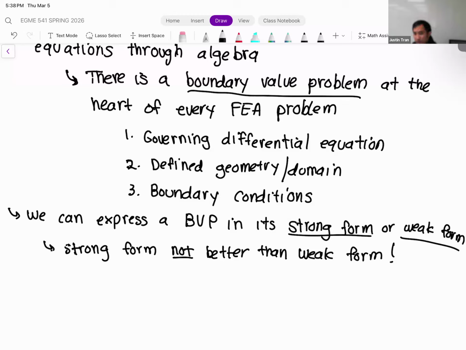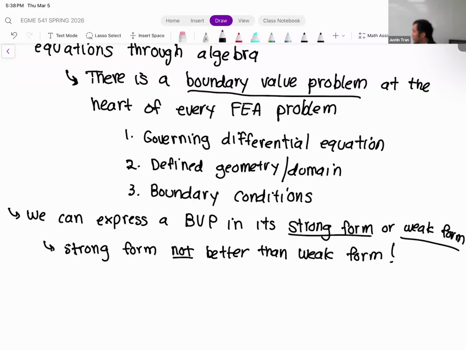So I kind of have to emphasize that every year, every time I teach this, even though we're calling one the strong form, one the weak form, the strong or weak does not imply just general strength or general weakness. It's more just how the equations are applied. I think it'll make sense kind of soon.